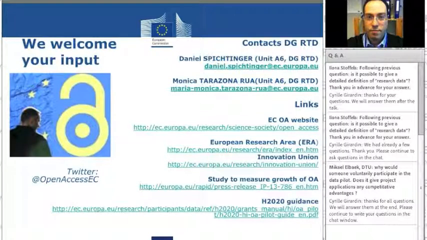Question 2. Is it possible to give a detailed definition of research data? Yes, it is. I haven't done so in the presentation, but in the guidance document we have a detailed definition of what we understand by data.